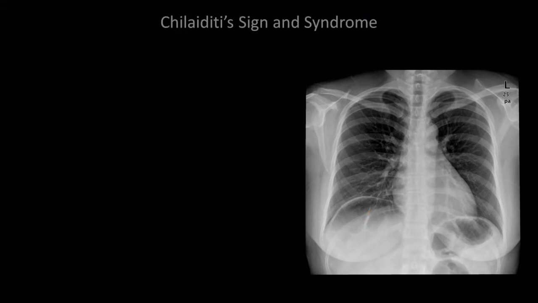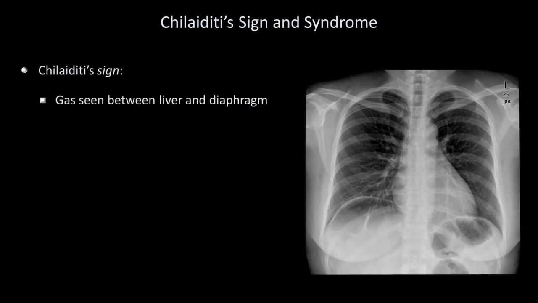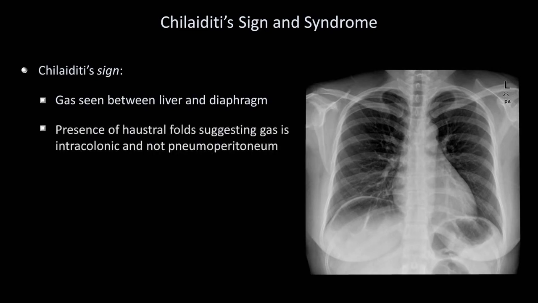And here is the very last finding of the day. What do you see? Most people initially see what appears to be free air under the right diaphragm. However, what is responsible for this linear shadow? This finding is called Chilaiditi sign, which is due to part of the colon becoming interposed between the dome of the liver and the diaphragm. It can be distinguished from free air by the presence of rugal folds, which was responsible for that small line.